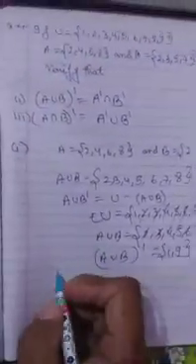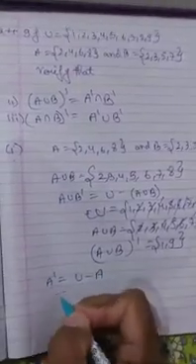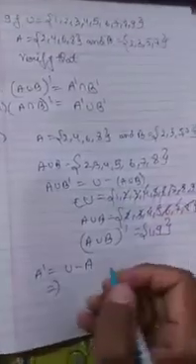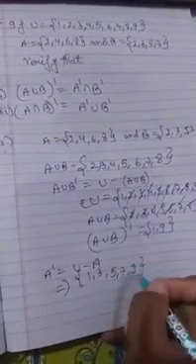Now we will find A complement. So A complement will be U minus A. So in U, see 1, 2, 3, 4, 5, 6, 7, 8, 9, and in A {2, 4, 6, 8}. So 2, 2 cancel, 4, 4, 6, 6 and 8. So what do we get in A dash? We get {1, 3, 5, 7, 9}.